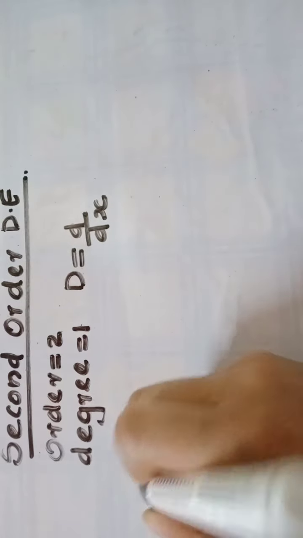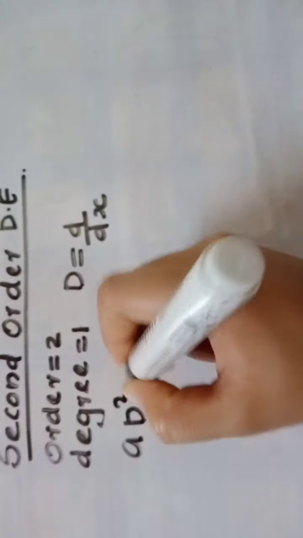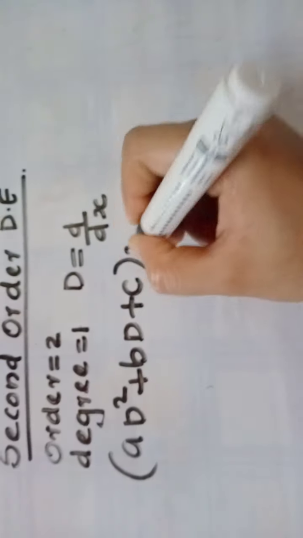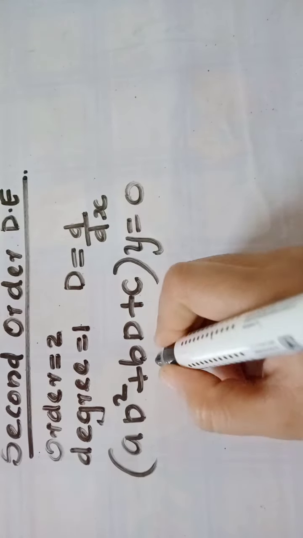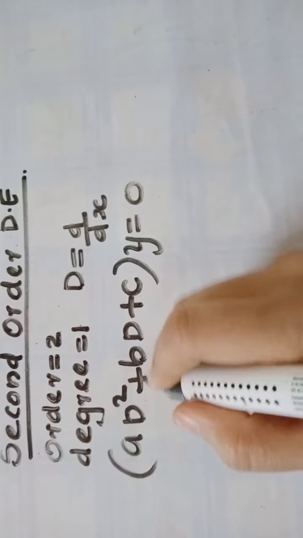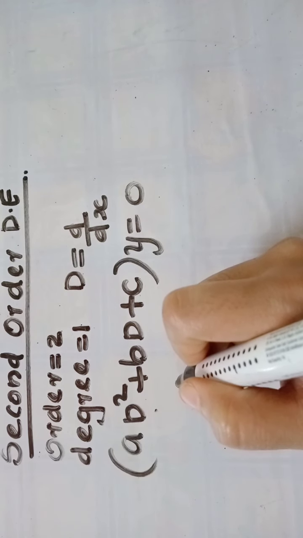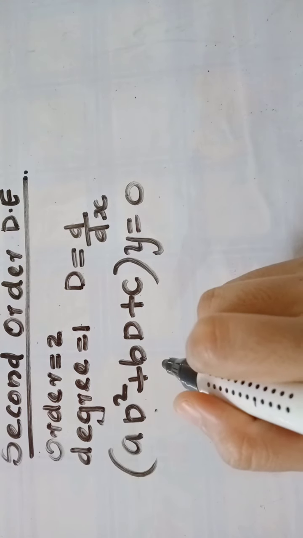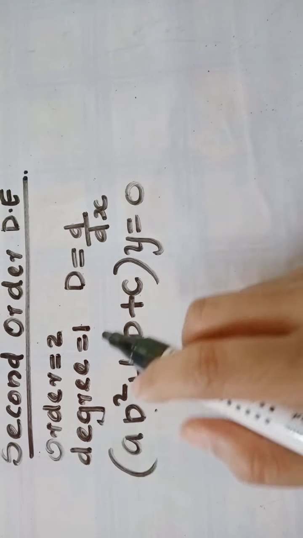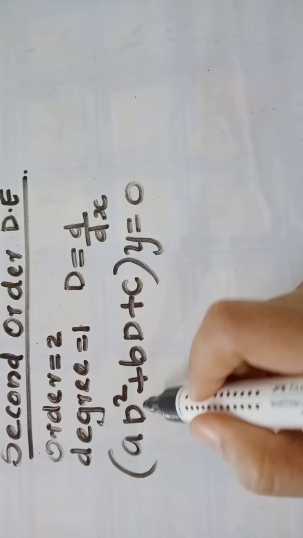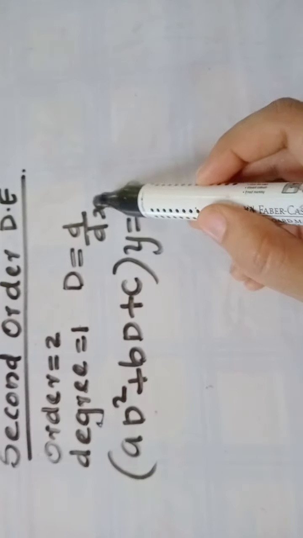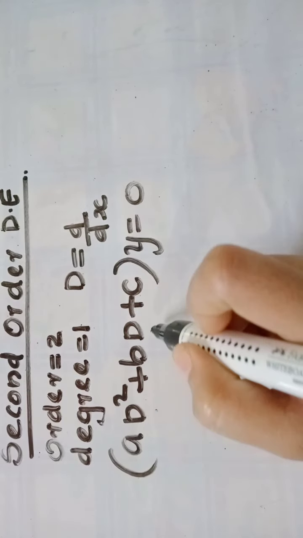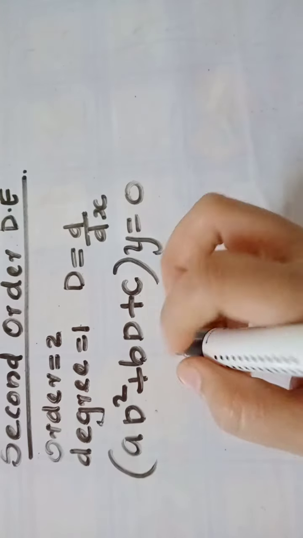So we can represent a general equation, that is (aD² + bD + c) y = 0, where D is the derivative of a variable. That is, if you are considering an equation in which the order is 2 and the degree is 1, and it considers the differential, that is d/dx, we can represent the general equation as (aD² + bD + c) y = 0.